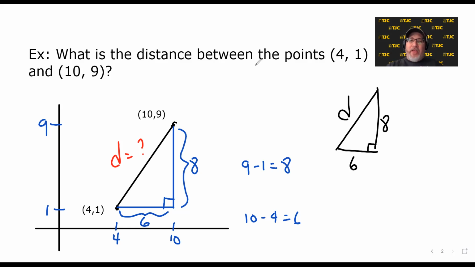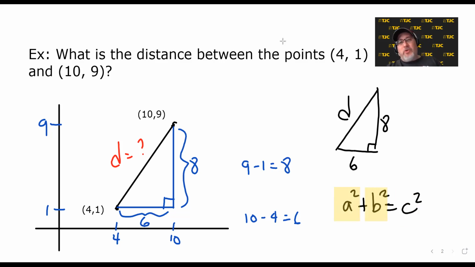Most people remember the Pythagorean theorem as a squared plus b squared equals c squared. But what it really is, is a statement about the relationship between the 3 sides of a right triangle. Specifically, if you take the 2 sides that are not the hypotenuse, the longest side, but the other 2 sides, which are called legs, square them and take their sum, then it will equal the square of the hypotenuse.